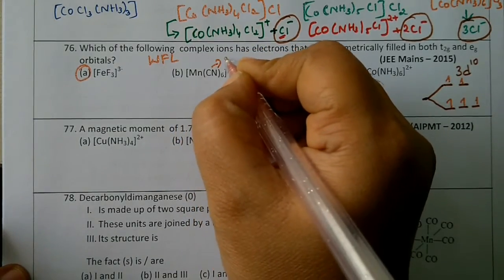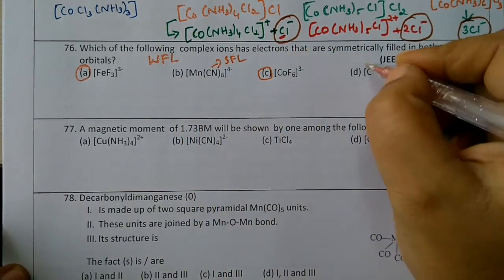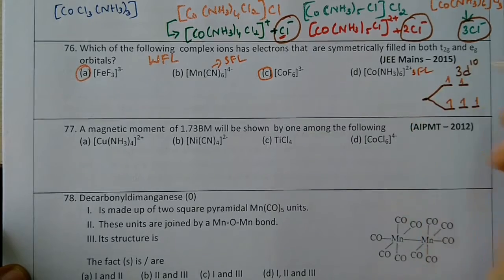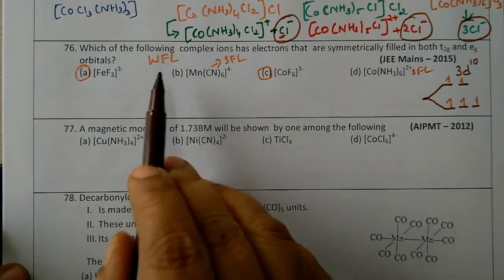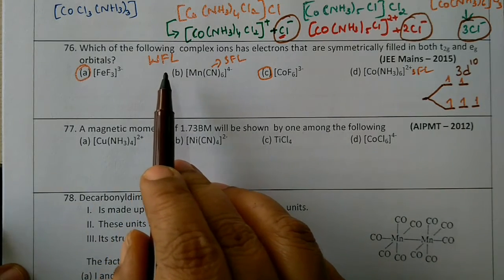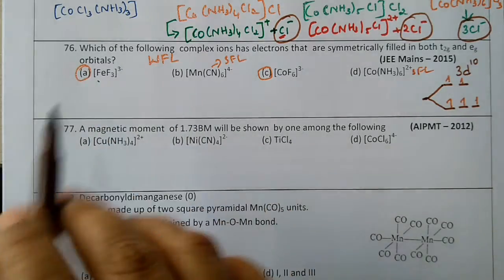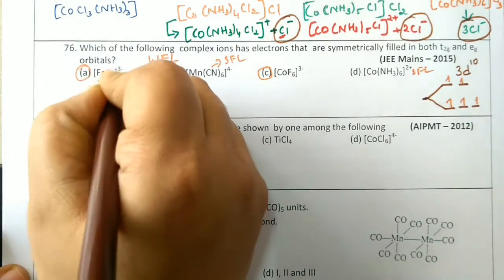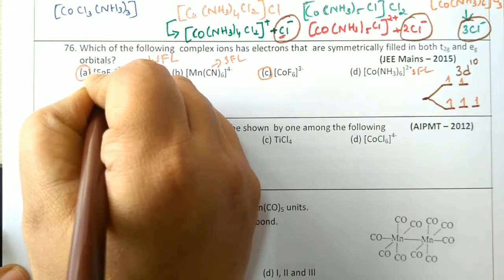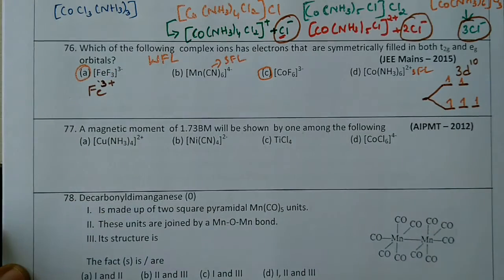So we can write it. It is a strong field ligand. This is also a strong field ligand. So observe the first one, that is option A, we will check. F minus is a weak field ligand, or we can say that it is a high spin complex. So iron is in the 3 plus state.